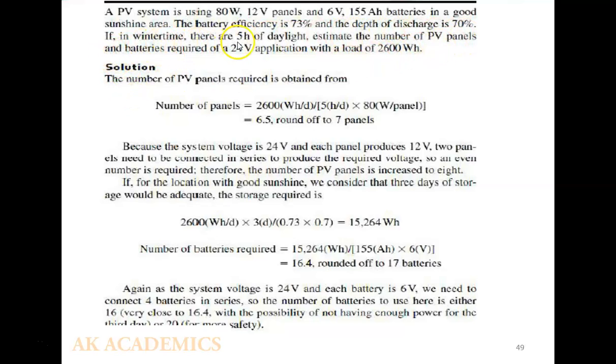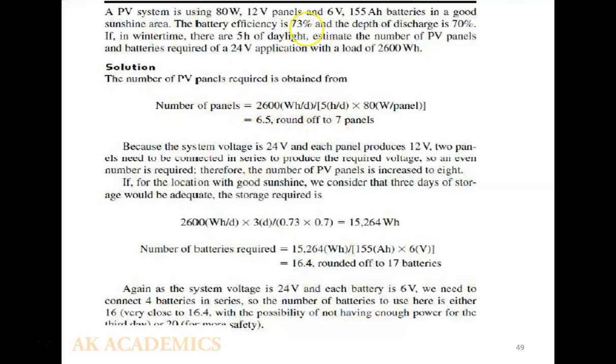If in winter time there are 5 hours of daylight, these 5 hours represent the duration of time that we can actually collect solar radiation so that the PV can work and supply energy. So that's the duration of time that the PV will be operating. If in winter time there are 5 hours of daylight, estimate the number of PV panels and batteries required of a 24 volt application with a load of 2600 watt hours.